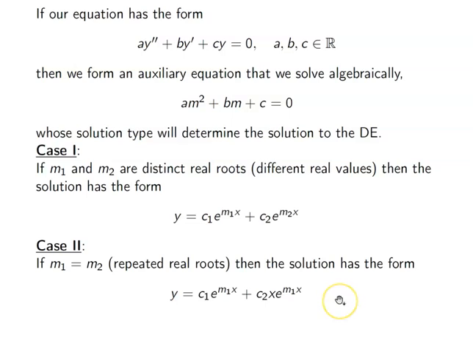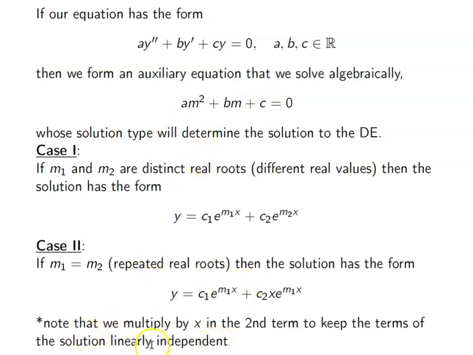In order to keep these what is called linearly independent, one of these does not have an x, the next one does. Let's say this was a fourth order DE, and I had a fourth degree auxiliary equation. If all of those solutions were equal in value, it would go C1, C2 x, C3 x squared, C4 x to the fourth, and so forth, all times e to the repeated root times x. That's how that would work in higher order.